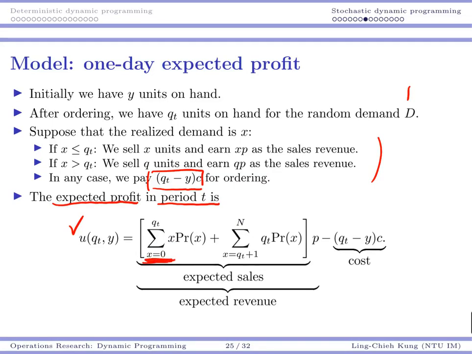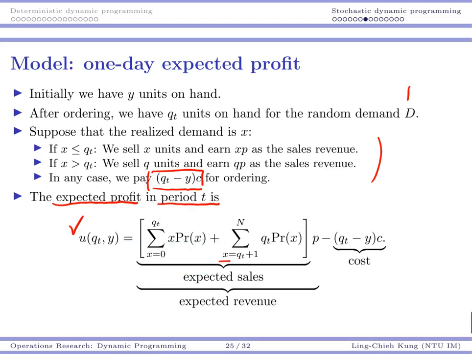If our realization is less than or equal to QT, then the total thing that we may sell is X units. When your demand is less than your inventory, you sell whatever demand you have. Each X has a different probability to realize. So this is the first part of our expectation.